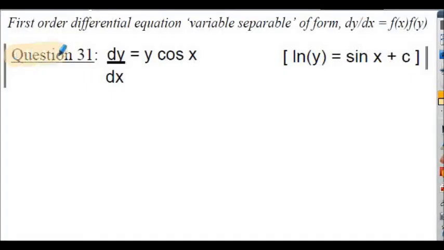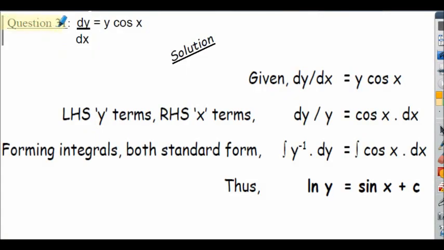Here's question 31. dy by dx is equal to y multiplied by cos x. And here's the general solution we need to find. The full route solution is shown on the following slides. Question 31. Given the equation dy by dx is equal to y cos x.